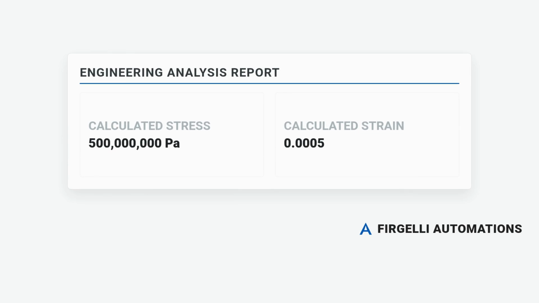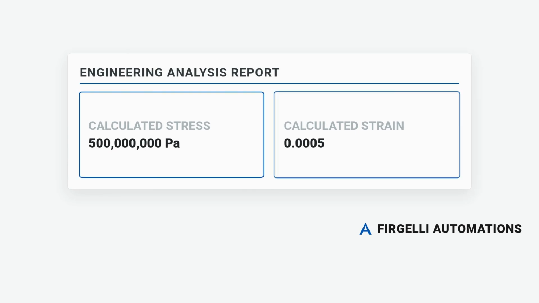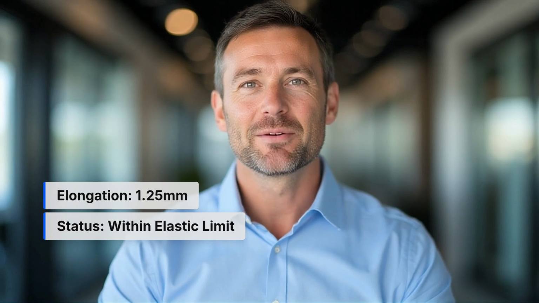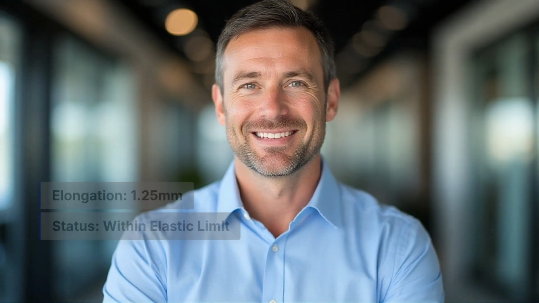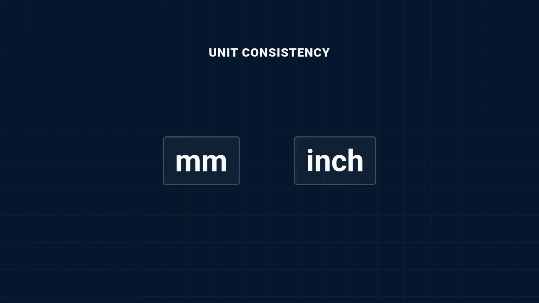It also provides stress at 500 million pascals and strain at 0.0005. These outputs tell us the rod stretches 1.25 millimeters under load. The stress value confirms we're well within steel's elastic limit. The strain shows the proportional deformation.